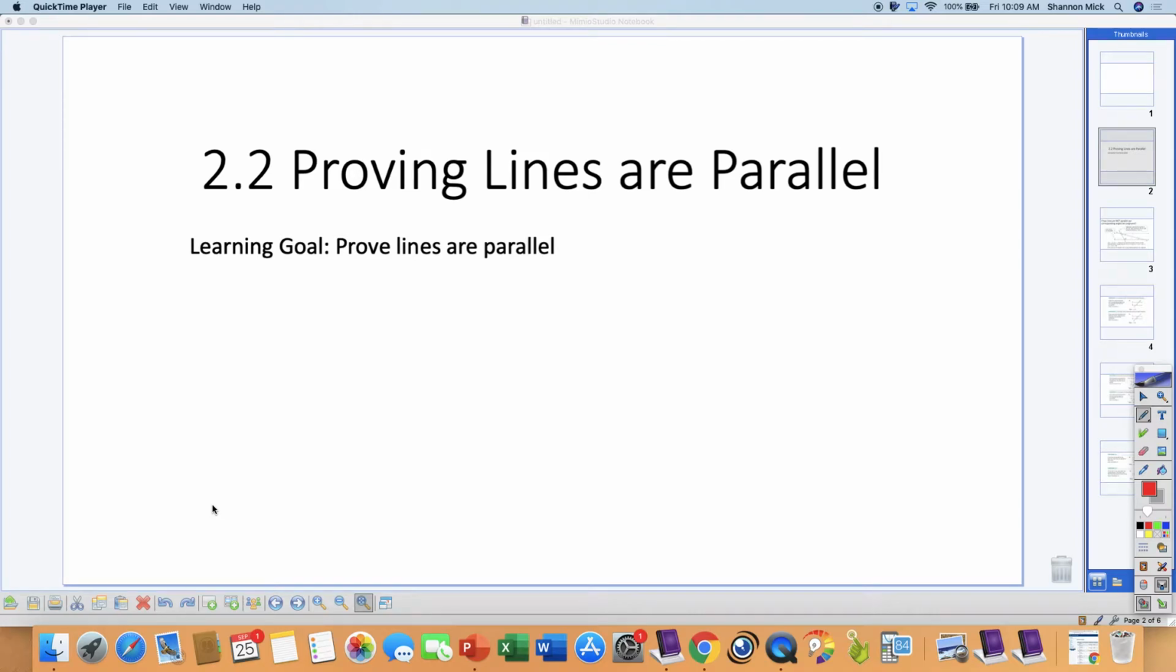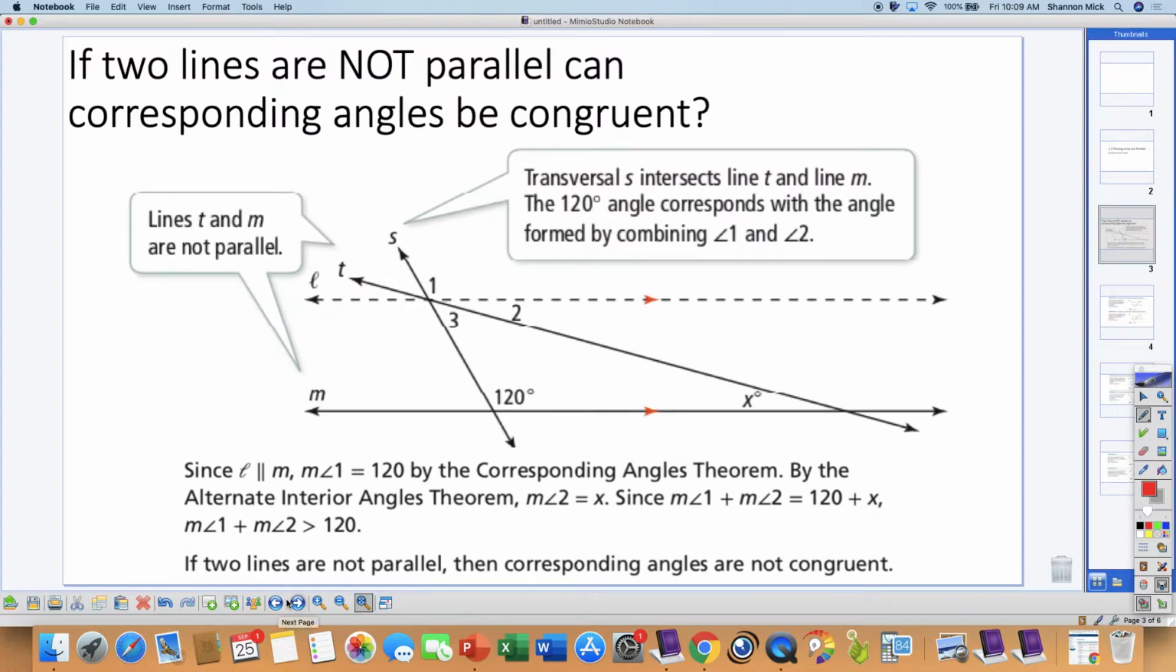Going today we'll be proving lines are parallel. I'm not going to tell you they're parallel anymore. We're going to prove they're parallel. So guess what we're going to be doing? We're going to be using the theorems backwards. And it's called the converse of them, but that's okay.